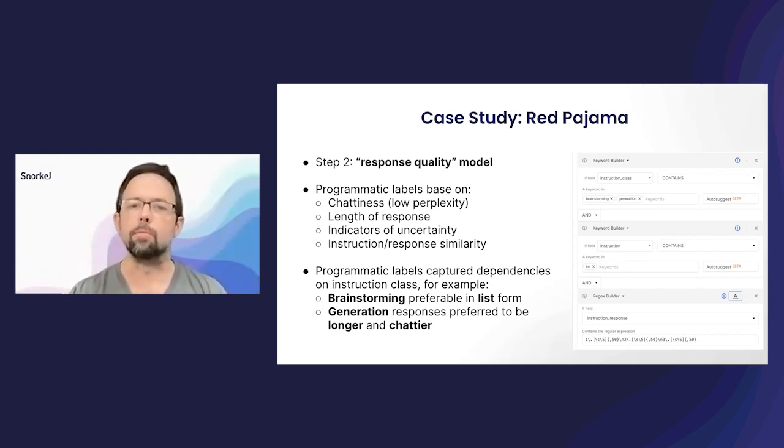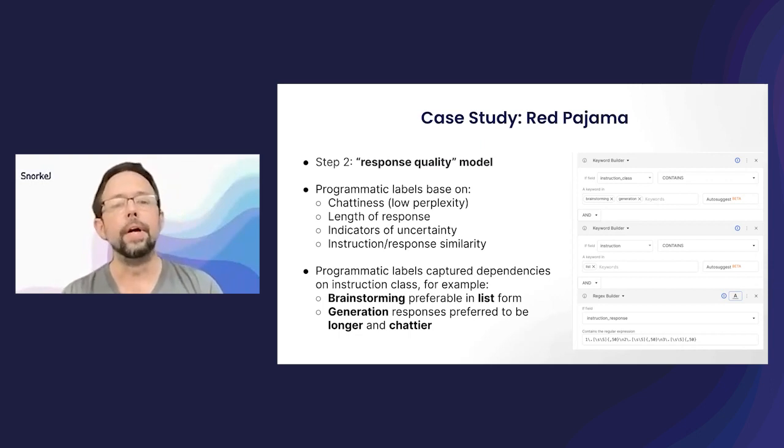I can talk about that on a more technical level for anybody who's interested, during Q&A or offline. There's a wide variety of features that we use to define these programmatic labels. Importantly, a lot of these labels capture dependencies on instruction class. For example, some of the question answering type tasks required shorter responses. They didn't need to be long essays if you're just looking for a date, for example.